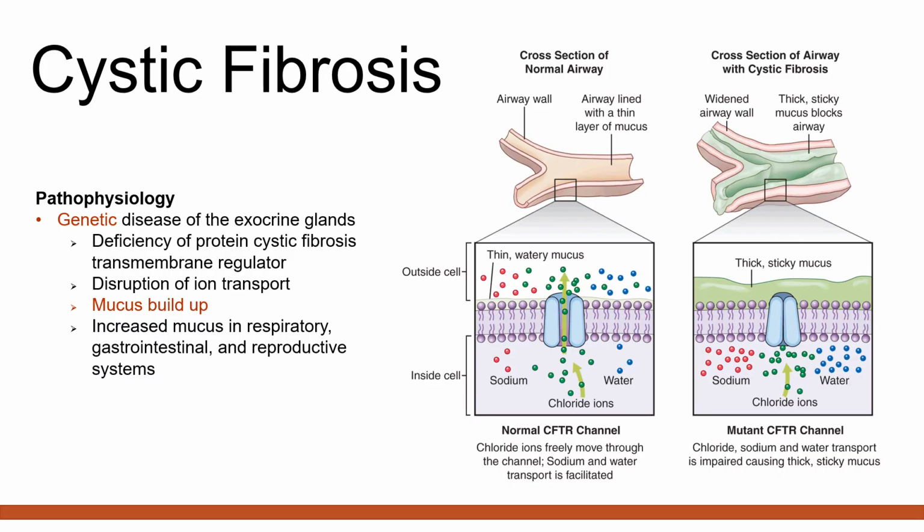Next is cystic fibrosis. This is a genetic disease of the exocrine glands, and there is a deficiency in a protein that causes a disruption of ion transport, mucus buildup, and you ultimately will have respiratory, gastrointestinal, and reproductive complications because of all of this mucus that clogs all of these ducts and really affects normal processes of the body.